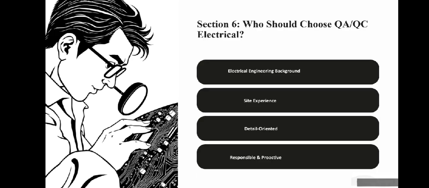Number second is site experience. Practical experience in on-site electrical installation or project execution provides invaluable context for QA/QC responsibilities. Detail oriented. This means that the role demands a keen eye for detail, ensuring no specification is overlooked and all standards are meticulously met. Responsible and proactive. This means that individuals who are proactive in problem solving and committed to upholding safety and quality standards thrive in these critical positions.